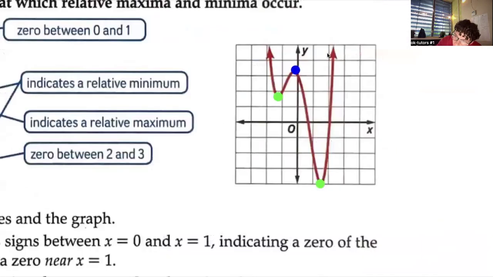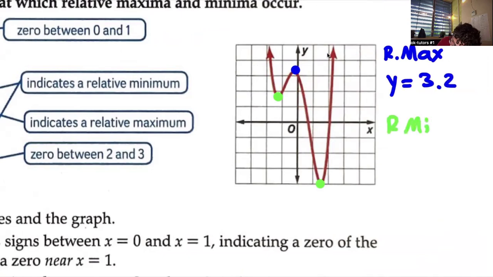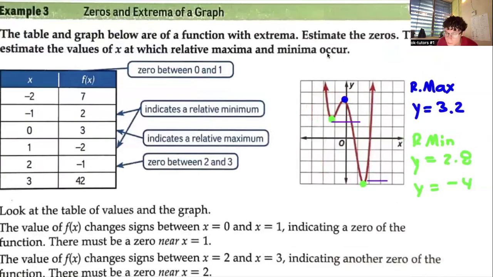So the relative maximum is y equals 3.2, and the relative minimum is y equals about 2.8, and y equals negative 4. These values. These both are the relative maximum and relative minimum. These two. Minimum, maximum.